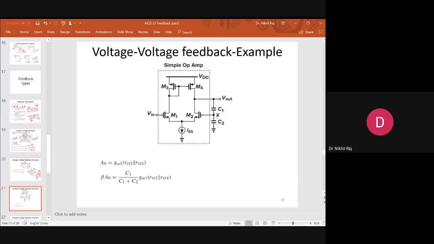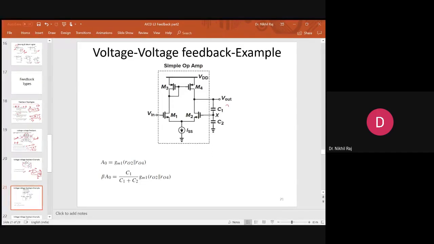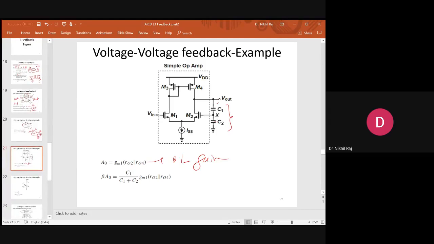Okay, now this is the circuit based. Now see here, at the output terminals C1 and C2 are your voltage divider network. So if I forget this voltage divider network, then what was the loop gain? Loop gain is just a simple current mirror based differential amplifier, and the open loop gain was given by this value. However, when I calculate this beta value, A beta, then you will get A beta as this one.